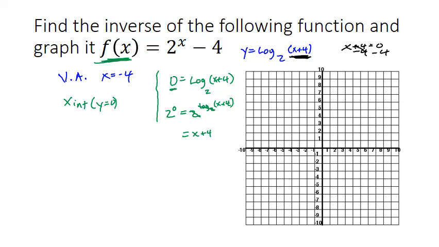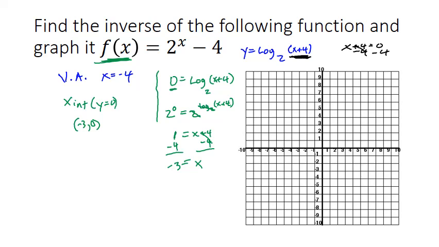What about 2 to the 0? What happens whenever you raise a number to the 0 power? Well, we know that that's going to be 1. So now we can subtract 4 from both sides of our equation, and we end up with x equals negative 3. So now our x-intercept has to be where x is negative 3. We already said the y value was 0, so there's our x-intercept.